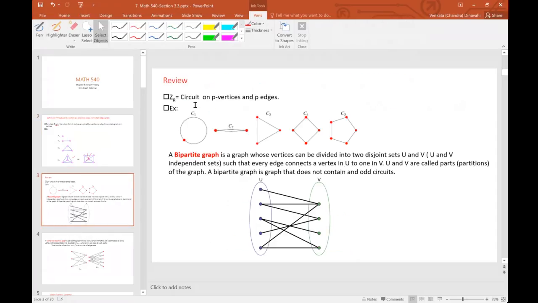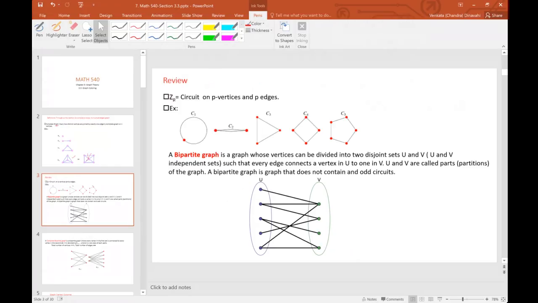Now this is Z_P, meaning a circuit on P vertices and P edges. That means this is simply a cycle or a circuit. Most textbooks use C, but our textbook uses Z, but both mean the same. This is a circuit on 3 vertices. This is a circuit on 4 vertices. This is a circuit on 5 vertices. That means this is a simple circuit.